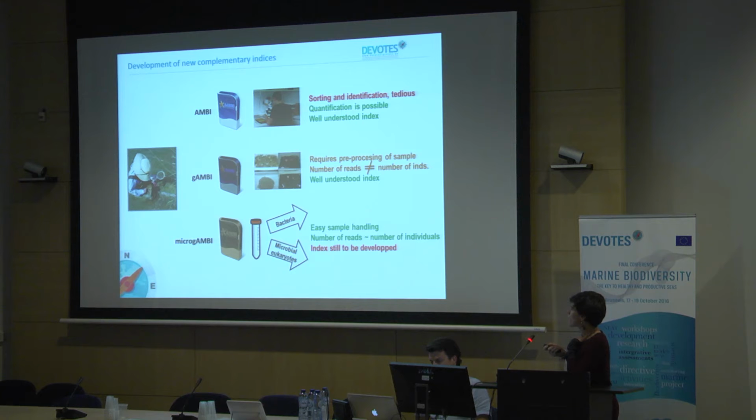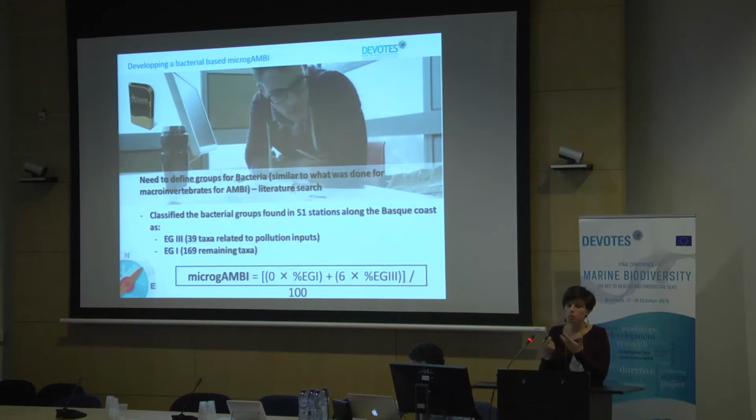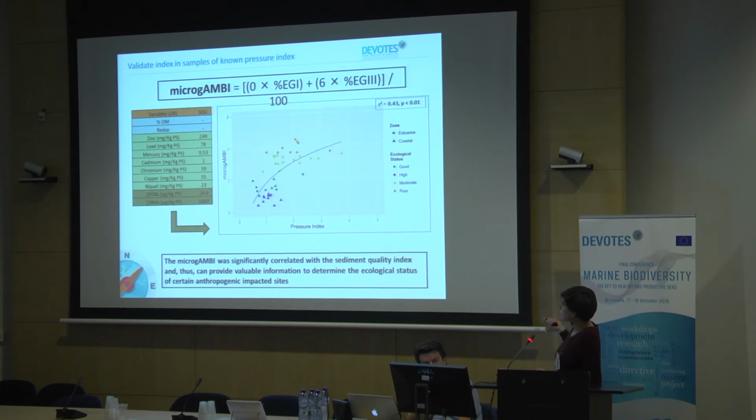Working with microorganisms means easy sample handling because we can work with small volumes. We can sort of quantify in this case, but the problem is that we don't have an index that is developed. So that's what we tried to do. We defined the groups of bacteria, similar to what was done for macroinvertebrates in AMBI, based on literature search. We classified the bacteria into tolerant, related to pollution inputs, or the other ones. And then, similar to the AMBI, we developed this formula.